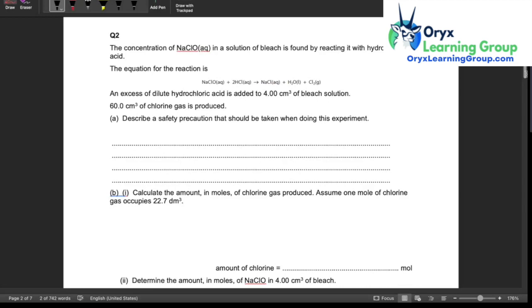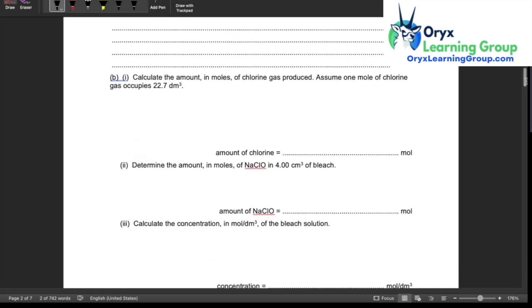So chlorine gas is produced, so you have to do the experiment in a fume cupboard. Apart from that, you should wear protective goggles, like eye protection, and so on. So you can write anything out of that. You can write you can wear eye protection and use a fume cupboard. That will be your right answer. Then go to question B. Please write out question B, first part.